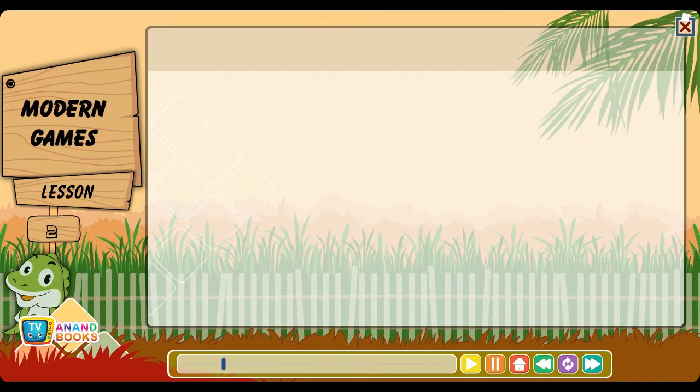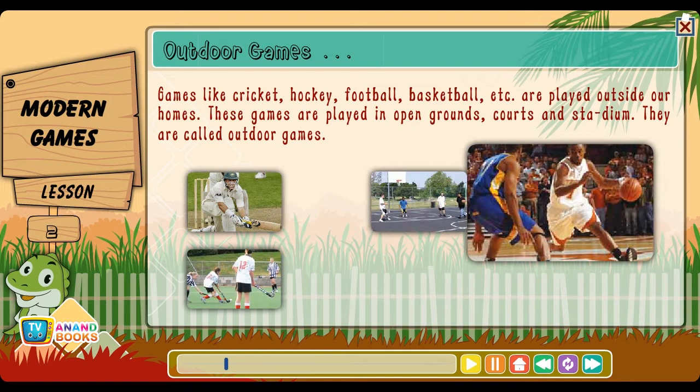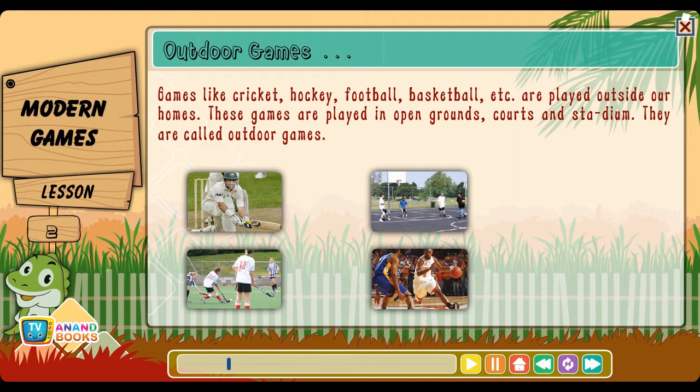Outdoor games. Games like cricket, hockey, football, basketball, etc. are played outside our homes. These games are played in open grounds, courts and stadium. They are called outdoor games. Individual games and team games.